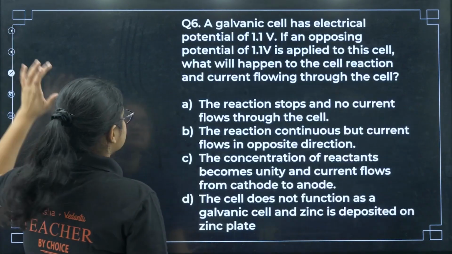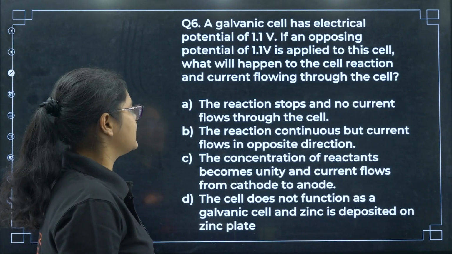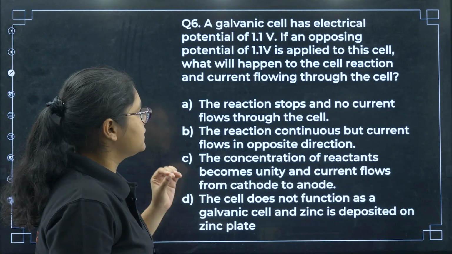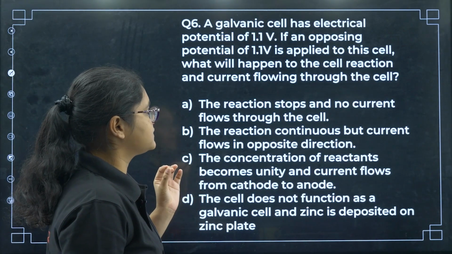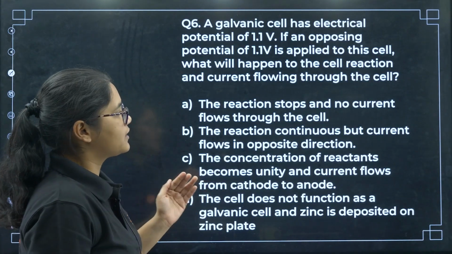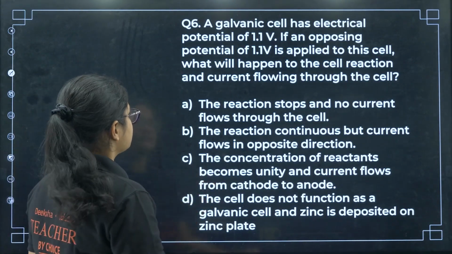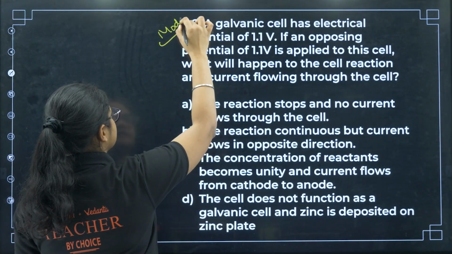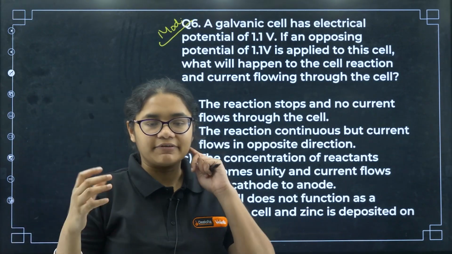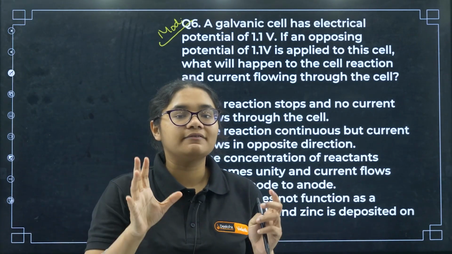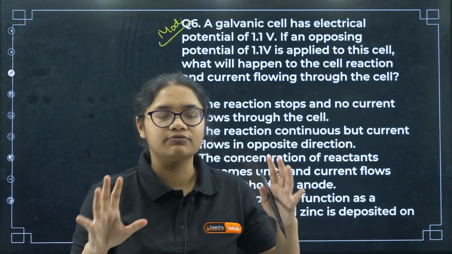Next question. A galvanic cell has an electric potential of 1.1 volt. If an opposing potential of 1.1 volt is applied to this cell, what will happen to the cell reaction and the current flowing through the cell? This question, I think, is a little bit on the moderate side, not very easy, because we have studied that if external potential is more than 1.1 volt, then it will behave as an electrolytic cell. This many of you might know.